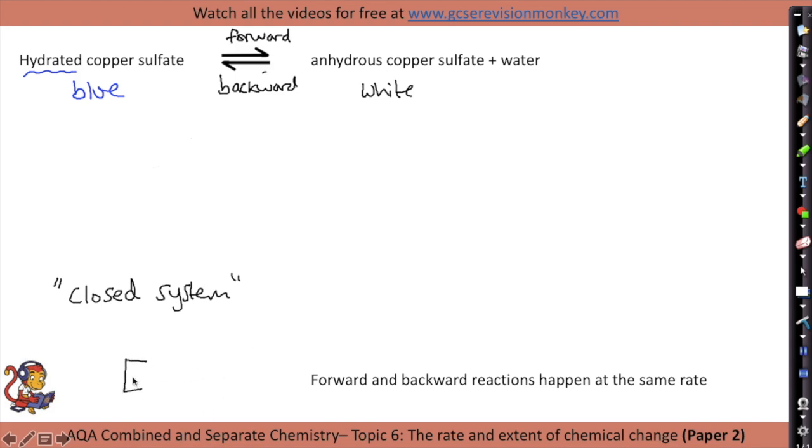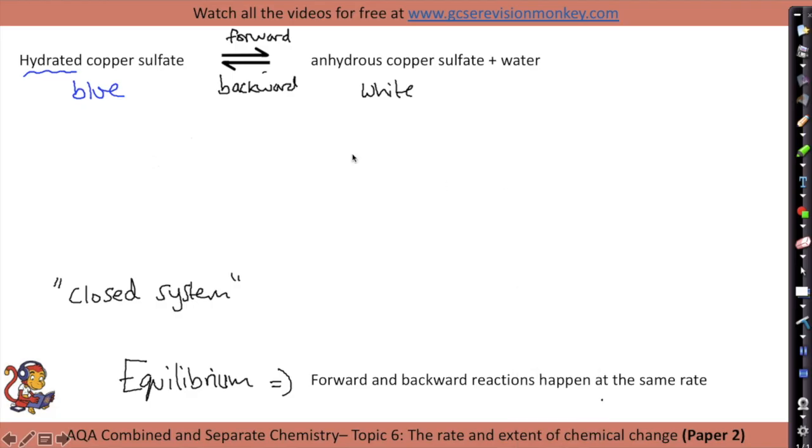And when this happens, the reaction has reached equilibrium, which means that the forward and backward reactions happen at exactly the same rate. It doesn't mean there's the same amount either side. There could be different concentrations of the reactants or products, but it just means that the forward and backward reactions are happening at exactly the same rate.